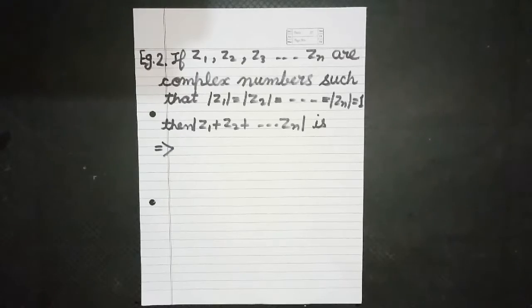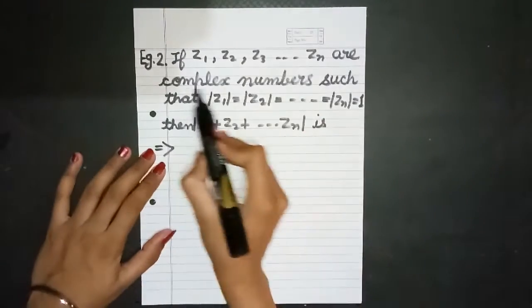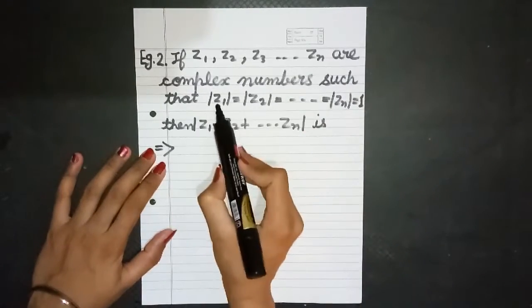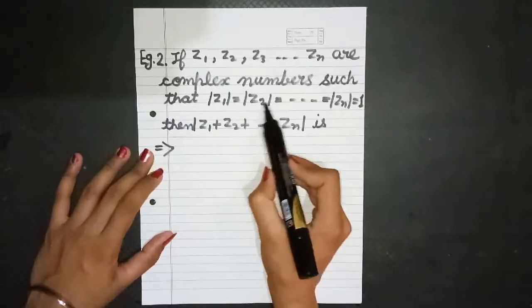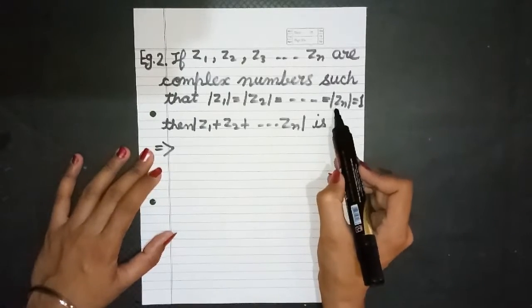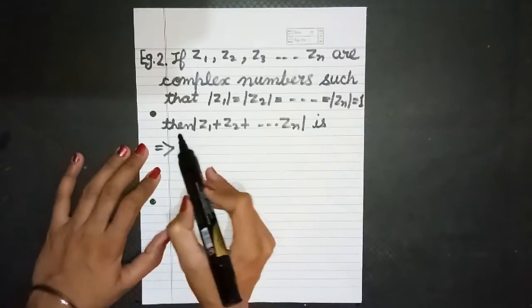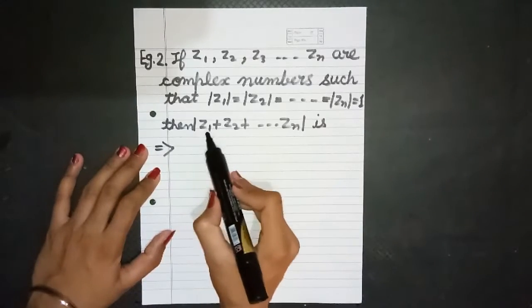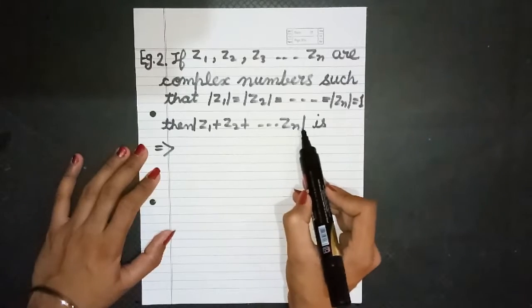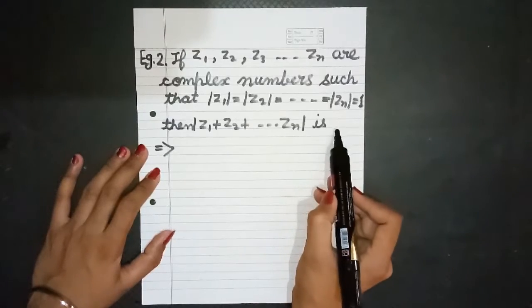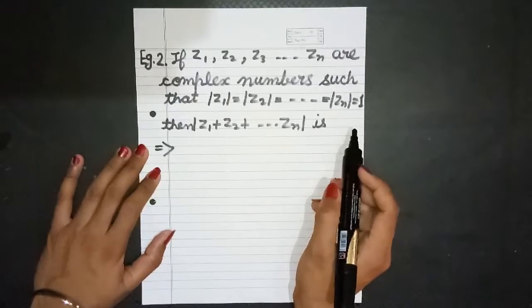Now let's take example 2. If z1, z2, z3 up to zn are complex numbers such that modulus of z1 is equal to modulus of z2 and so on up to modulus of zn is equal to 1, then find modulus of z1 plus z2 plus up to so on zn. Now let's start solving this sum.